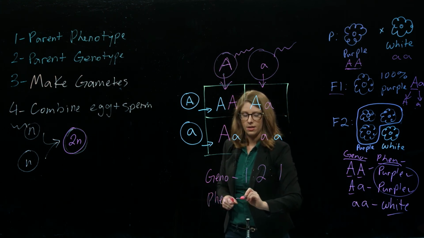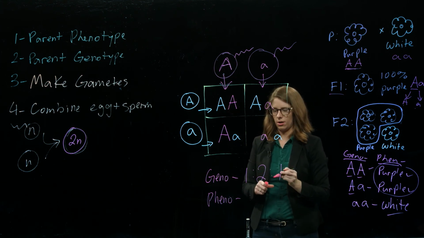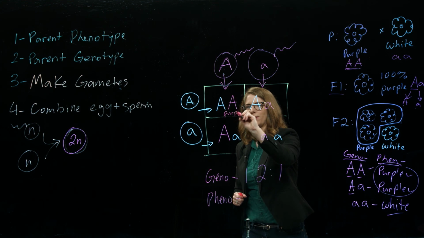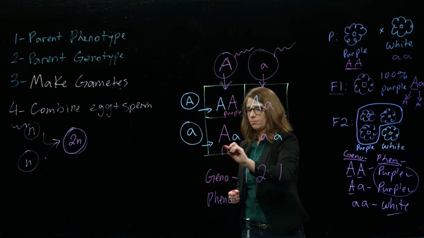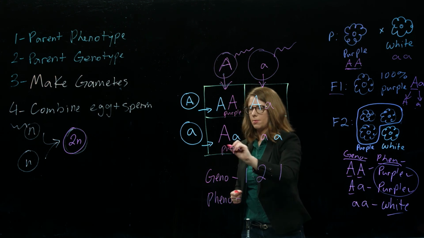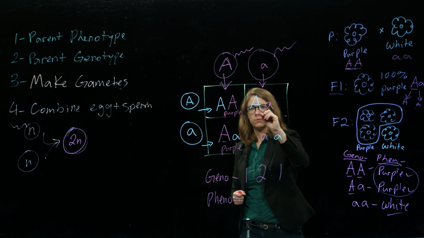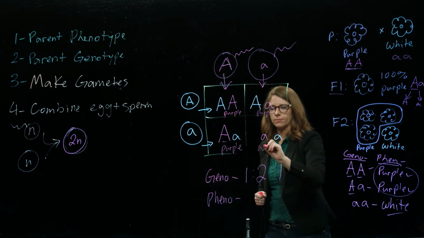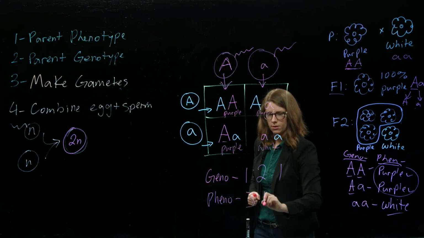If we're looking at the phenotypic ratio, though, what's this one's phenotype? Should I actually draw a little flower there? I'll write it. It's going to be purple. All right, purple. This one, what's its phenotype? If it's heterozygous, purple. Because purple's dominant, and it only takes one dominant allele to have that dominant phenotype. This one's also purple. Okay. And this one right here? This one's white. So 3 purples to 1 white.